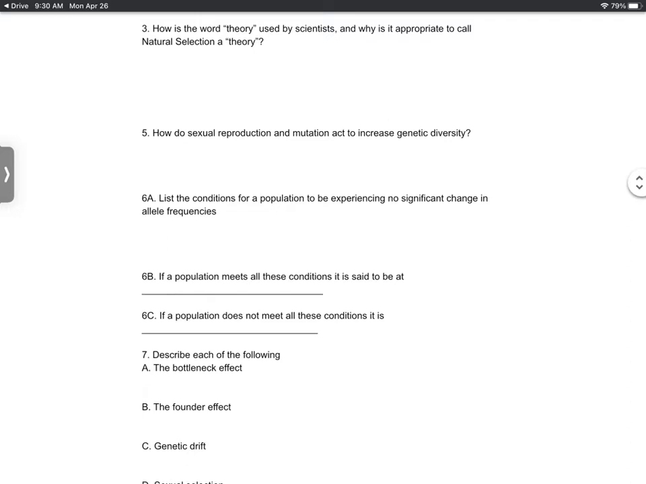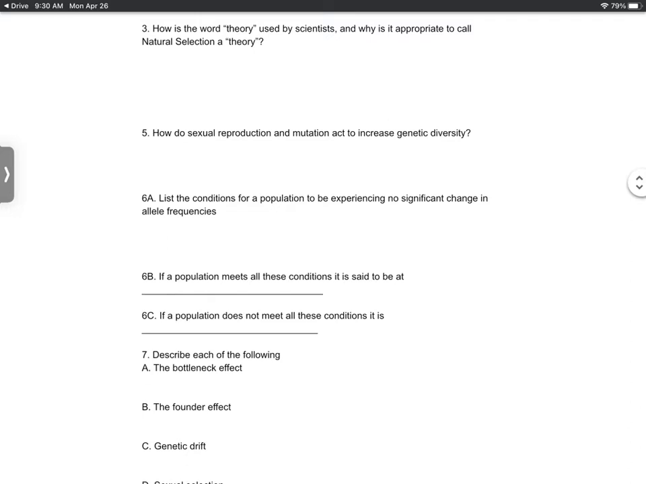Sexual reproduction and mutation act to increase genetic diversity. Sexual reproduction is sort of a reshuffling of the genes, creating new combinations, and then mutations introduce new genes into the gene pool. The conditions for Hardy-Weinberg equilibrium, so we've got no natural selection, no sexual selection, no migration, no mutations, and a large population size, so no genetic drift.